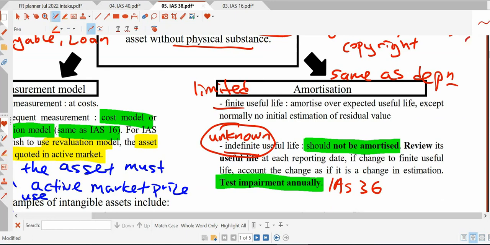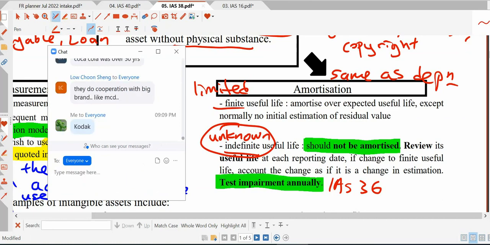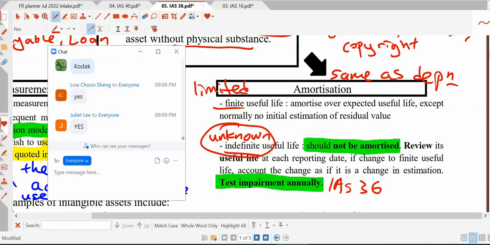Anyone heard of this brand before? Let's look at the chat box. Kodak? If you say yes, then you are of a certain age already. Wow, Juliet also has heard of it before. Old camera. Actually, they got the brand not from the camera. They got the brand from the camera film.